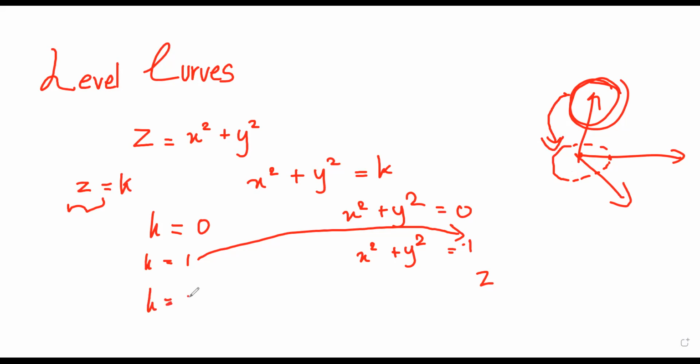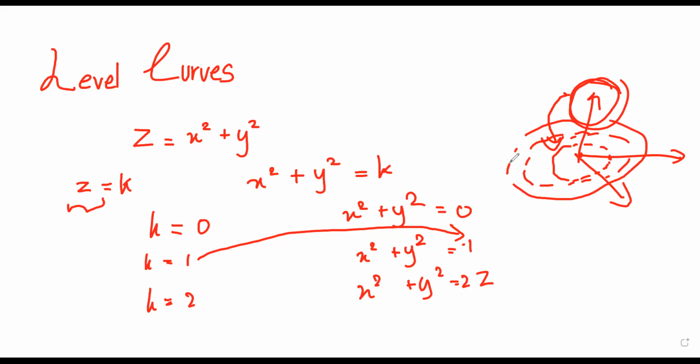So if you draw for k is equal to 2, it's going to be another circle with another radius. It's going to be root 2, I think. So it's going to be like this. So it's going to be a circle. So this is known as level curves.